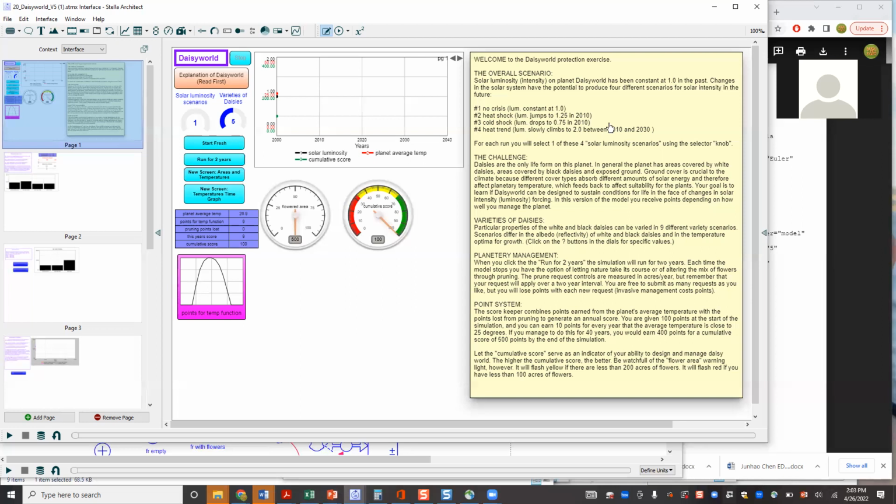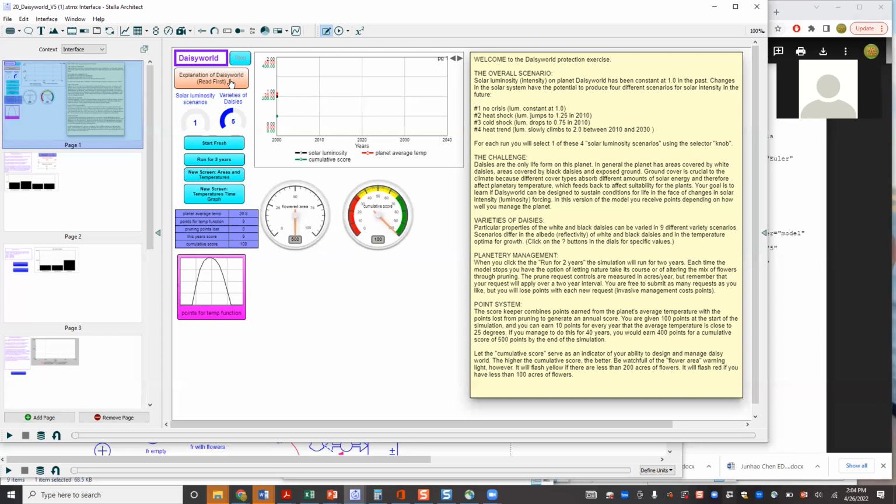One of the things that you will very often want in an interface is a button that has a bunch of text in it that describes how the model works, so that the interface is complete enough that someone can open the model, read the information inside your explanation button, and have an understanding of what it does. You can see this one welcomes you to the world of Daisyworld and describes the various scenarios. So we just opened in Stella these different solar luminosity scenarios, and you can see them described here.